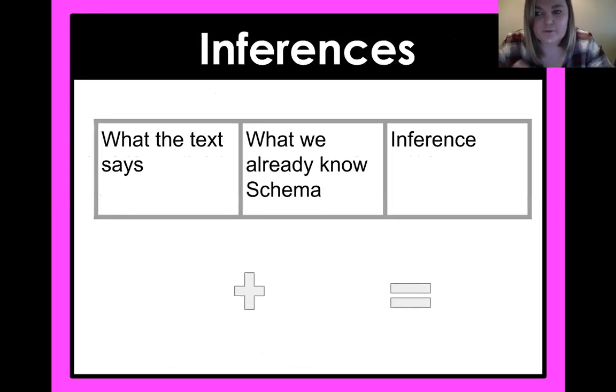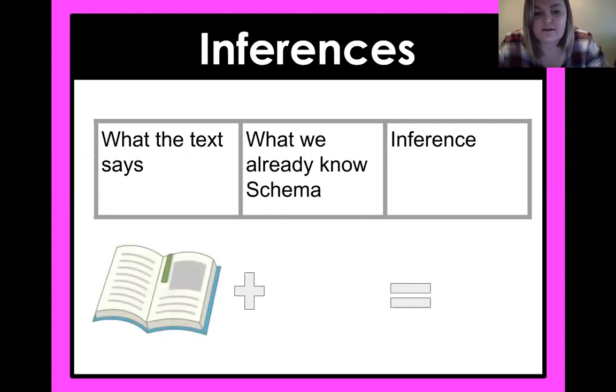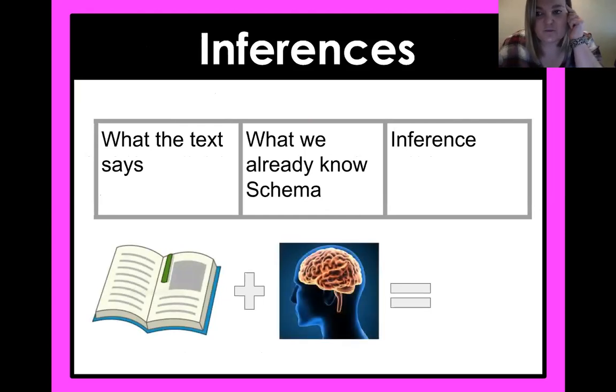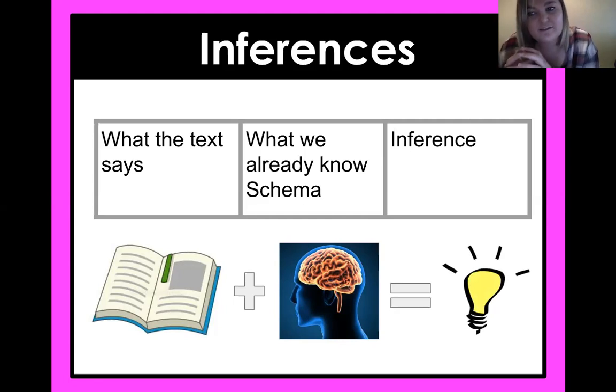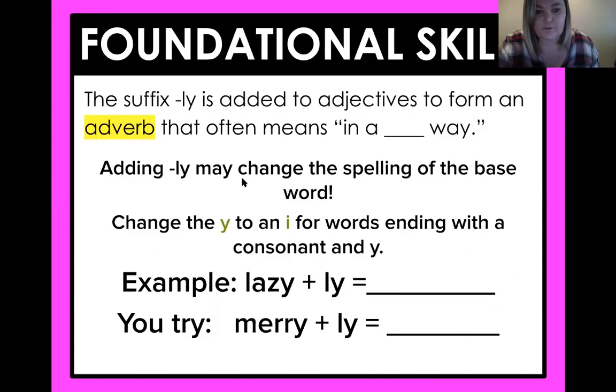So let's go ahead and just review what an inference is, because I know sometimes that word sounds a little tricky. When we're making an inference, we're taking what the text says. So we're taking a detail from the book and we're using our brain to make a connection with our schema, which is stuff we already know. And then we use those two things to make an inference. So your answer isn't something that's from the text on this one. This is something that you're coming up with on your own from your brain.